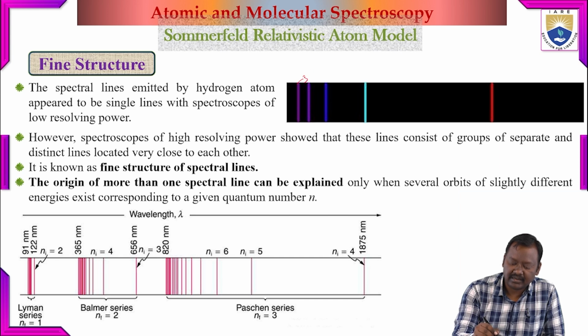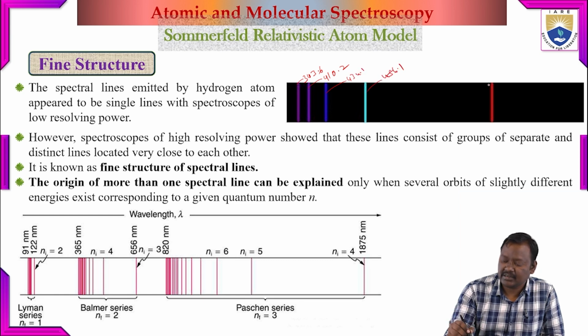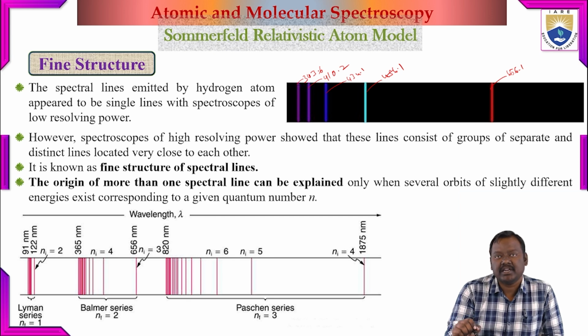This is a spectral line at a wavelength of 343.6 nanometer, and this is the light emitted at a wavelength of 410.2 nanometer. This is at 434.1 nanometer. This is at 486.1 nanometer. And this is at a wavelength of 656.1 nanometer. These spectral lines are observed in the visible region.